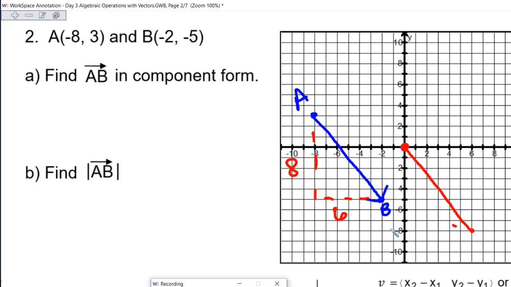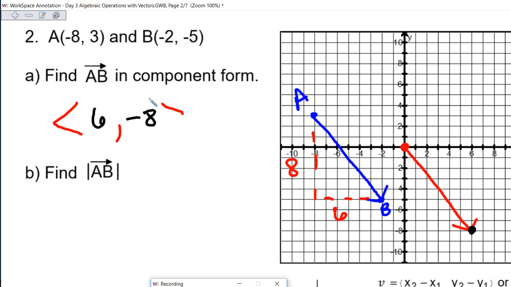Now, I actually didn't find the component form. So to actually find the component form, our component form has the angled brackets, and then we write our ordered pair of the terminal point. So looking at that red vector, here's the terminal point, and what is that x value? The x value is 6. The y value is negative 8. So ⟨6, -8⟩ is the component form. Make sure you're using the angled brackets for component form.